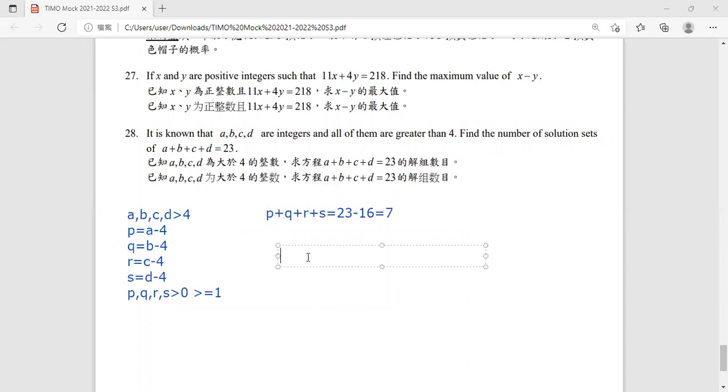So the number of combos will be equal to 6C3. Okay, which you can compute, maybe if you don't know, 6 by 5 by 4 over 3 by 2 by 1. Okay, 20.